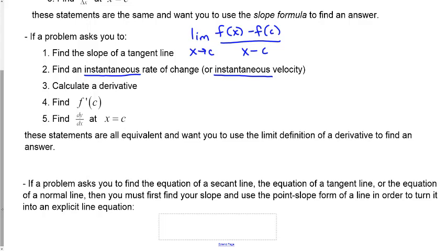But lastly, if you're asked to find the equation of a line, whether it's a secant line, a tangent line, or a normal line, the thing you have to do first is find the slope that you need, then a point that exists on the line, couple that with your point slope form of a line in order to turn it into the explicit equation, and there's your point slope form. And in the end, the equation of a line should always look like y equals mx plus b. So you always need to reduce it down to that form.